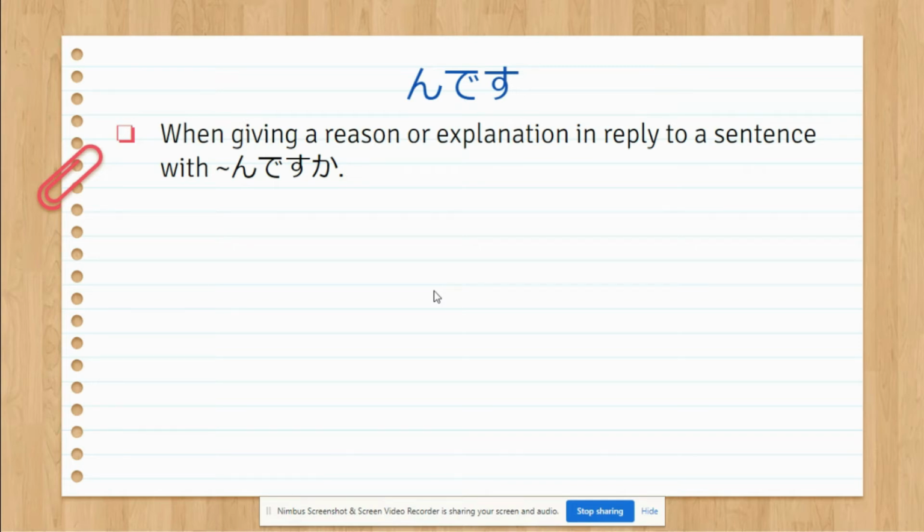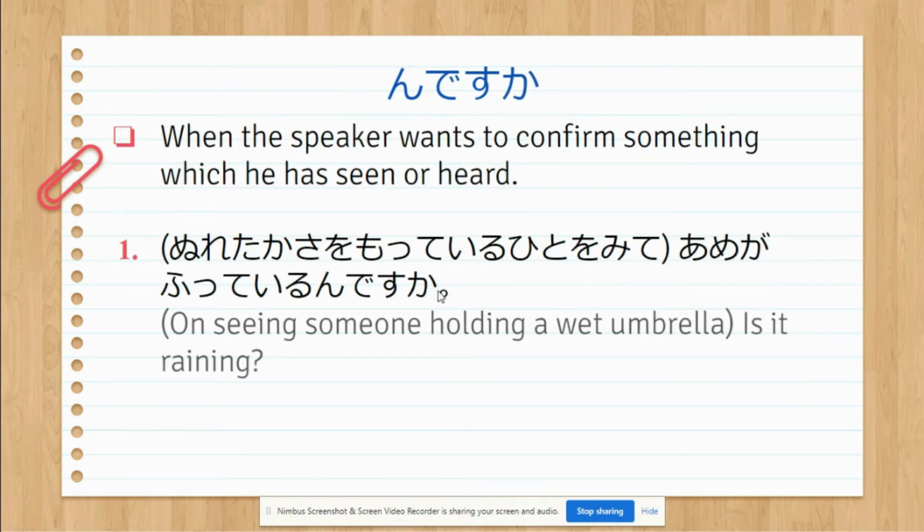So remember, we have 4 different uses of en desu ka. Let's go back to that. We have here confirming, when the speaker wants to confirm something which he has seen or heard. So you are simply asking for a confirmation. The answer is either iye or hai.